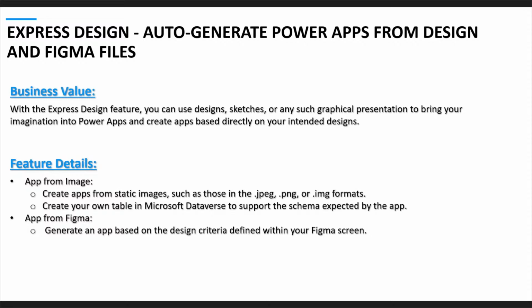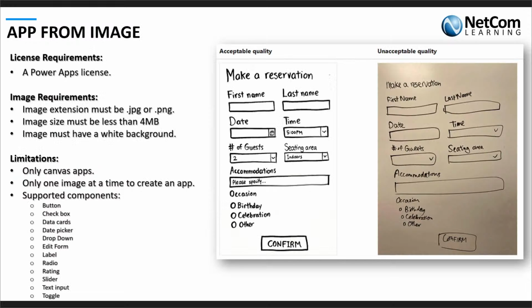The other way to leverage this feature is to directly create an app from Figma. So if you have been using Figma to generate your UI screens and all of that, you could continue using that and have an app pre-created for you. We're going to deep dive into this a little more now. This is how an app from an image would easily be created. For example, on the right side of the screen here, you have an option where you could take a piece of paper where you've written the different things that you would want, scan it, and have an app screen created for you.